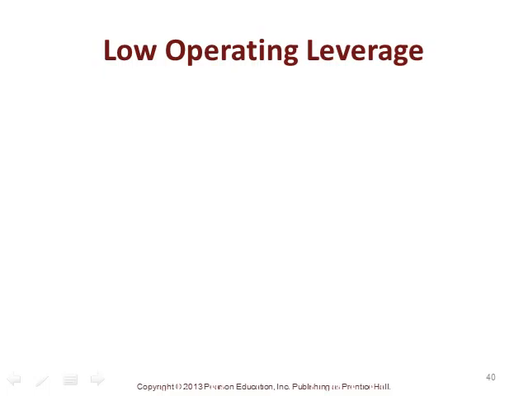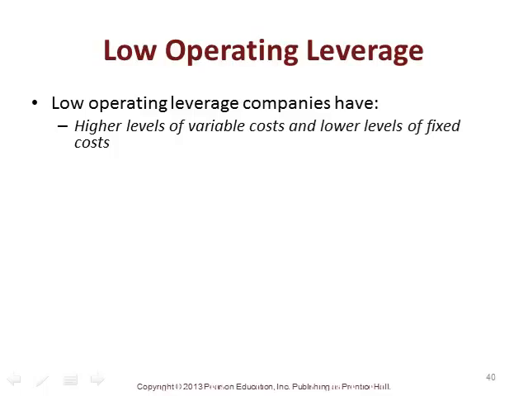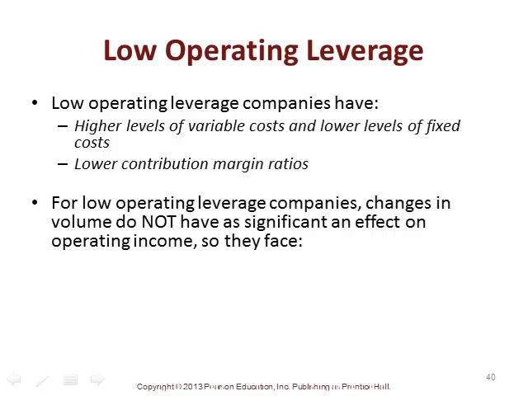And so now we talk a little about low operating leverage companies. These low operating leverage companies have higher levels of variable costs and lower levels of fixed cost. So in this case, where we have higher levels of variable costs, the contribution margin in low operating leverage companies will tend to be less. So they have lower contribution margin ratios.